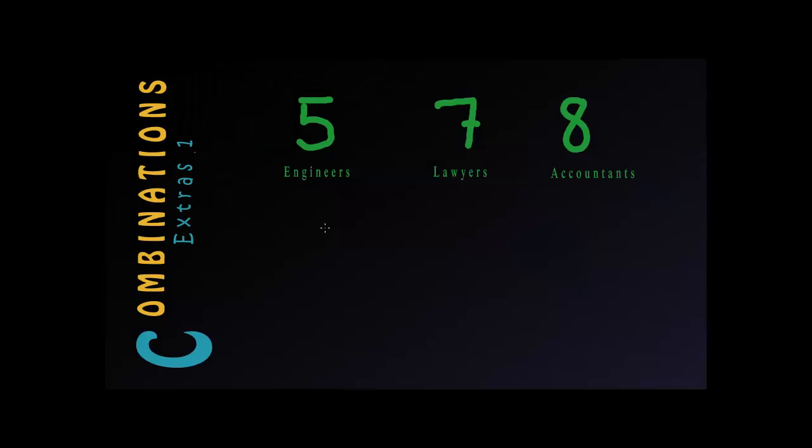Oftentimes, we may have to split a large combinatorial problem into several smaller combinatorial problems. Let me show you what I mean. You're the CEO of a small corporation that has 5 engineers, 7 lawyers, and 8 accountants. And you want to make a group of 6 that consists of exactly 2 engineers and 4 lawyers. How many such groups of 6 exist?